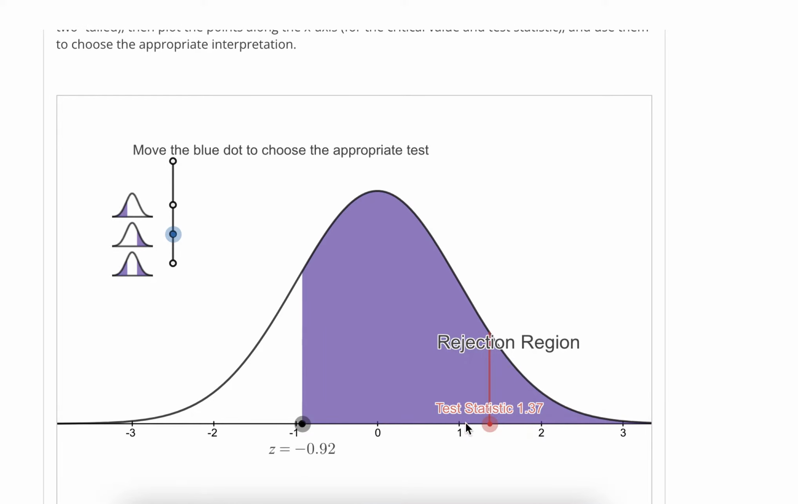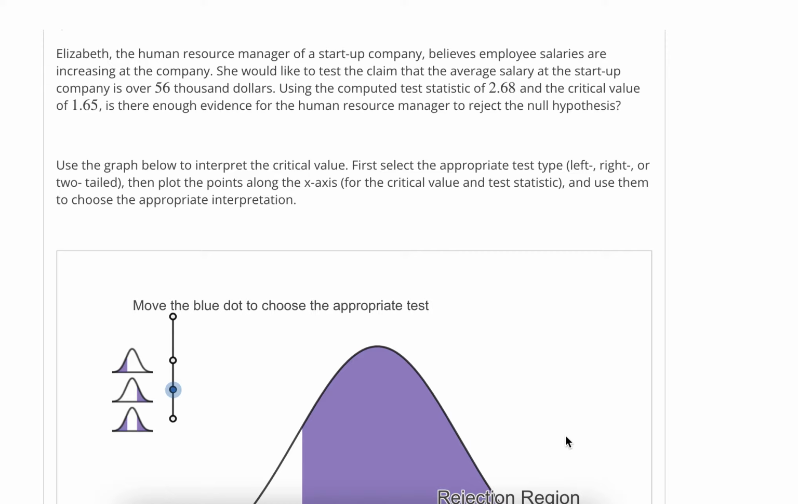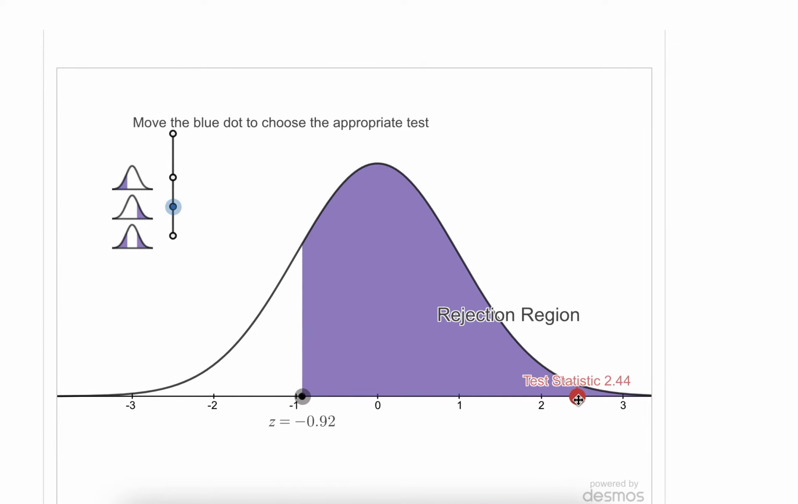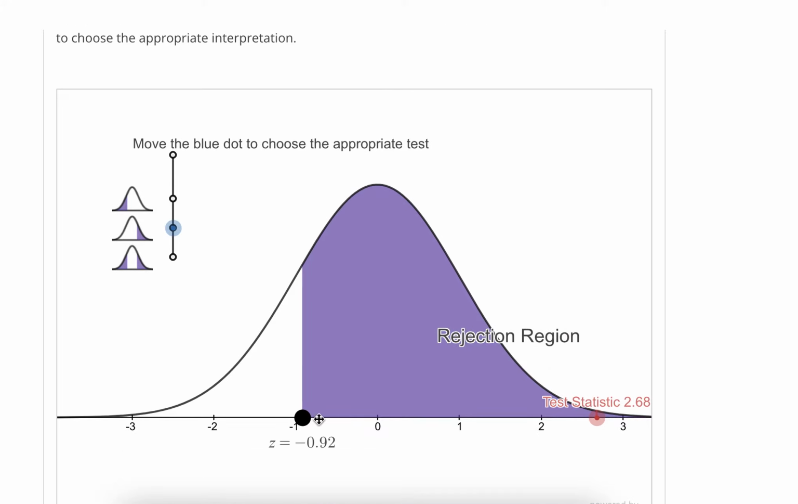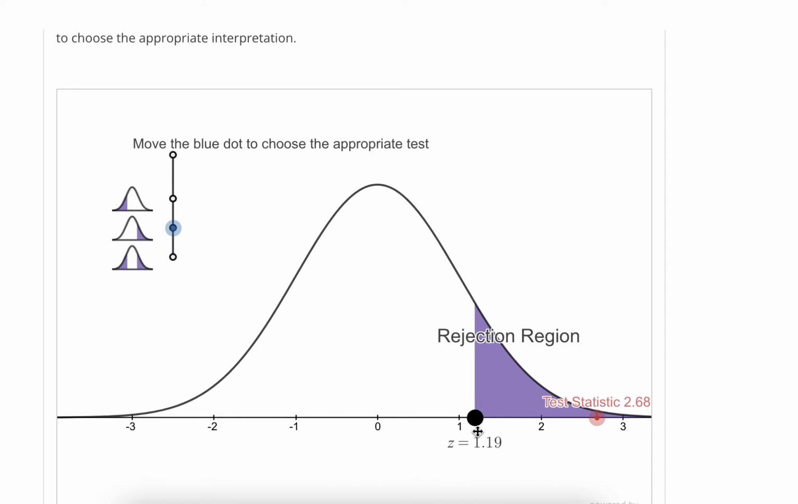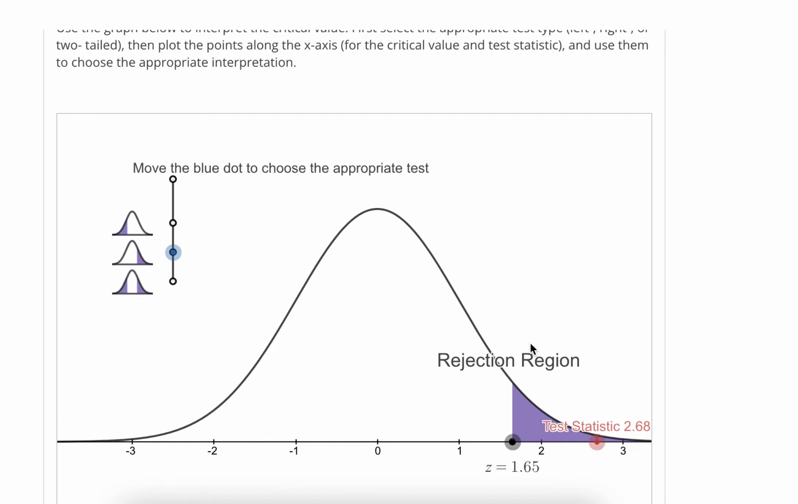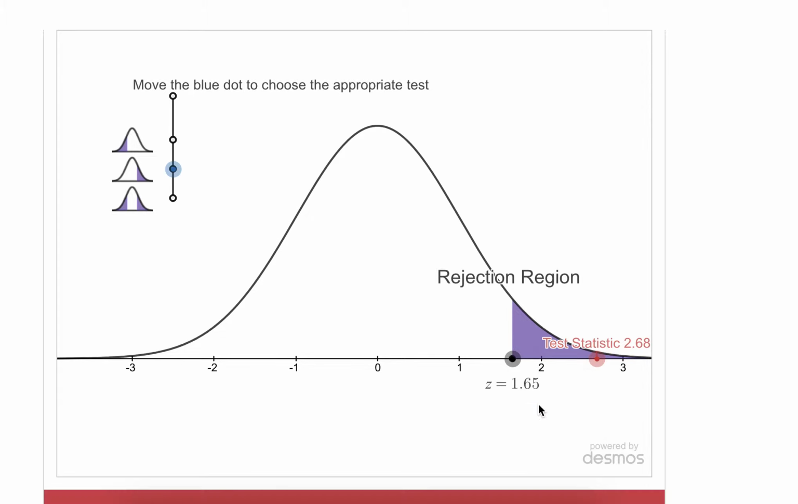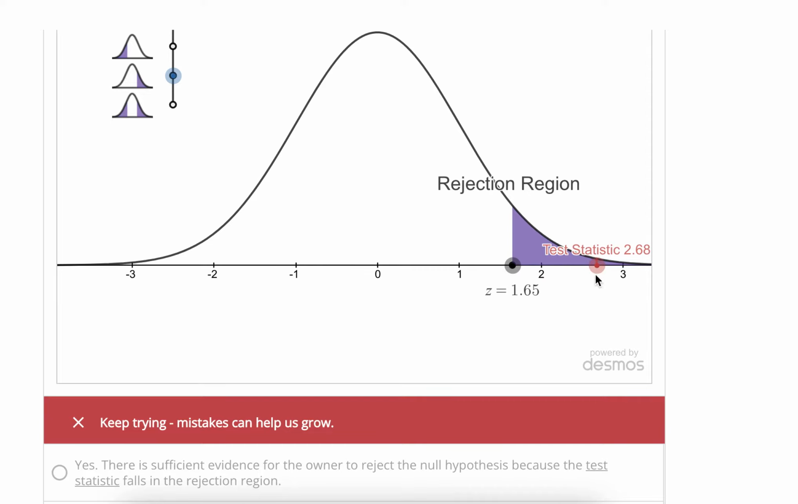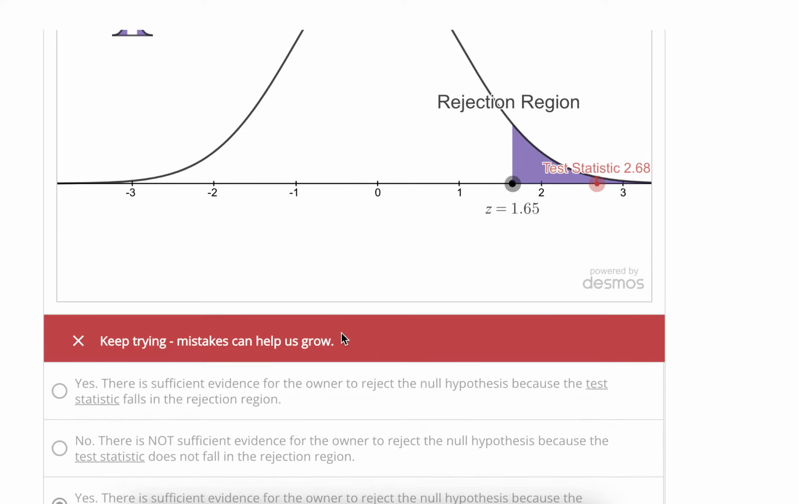Okay, so we chose the right-tailed test. Test statistic they said was 2.68. There we go, test statistic there. The critical value is 1.65, so you got to drag the z-score to 1.65. If it was a t-test, it'd be a t-value, but there's 1.65. Okay, the critical value determines how big the rejection region is. The test statistic is just something you plot somewhere on the number line. Since the test statistic is in the rejection region, we reject the null in favor of the alternative.